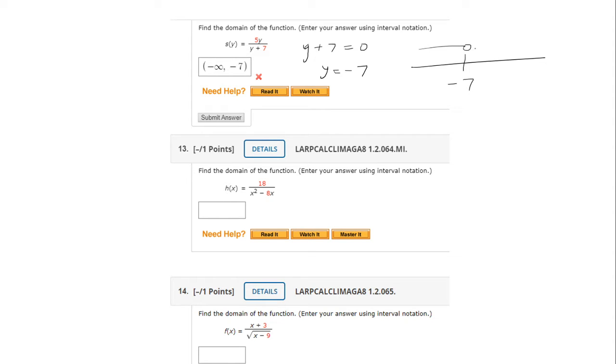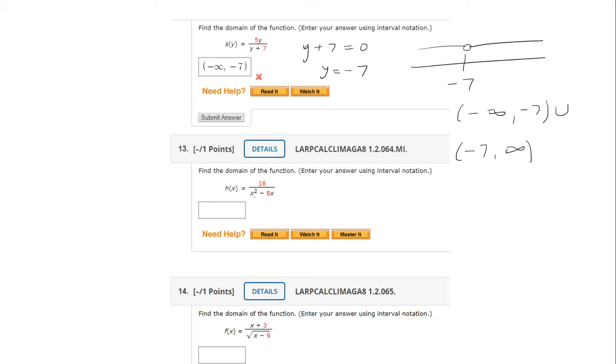We can represent it like this. So it's everything going to be to the left of negative 7 and everything to the right of negative 7. Okay, so we're just going to skip over negative 7, which is why we put an open parenthesis.